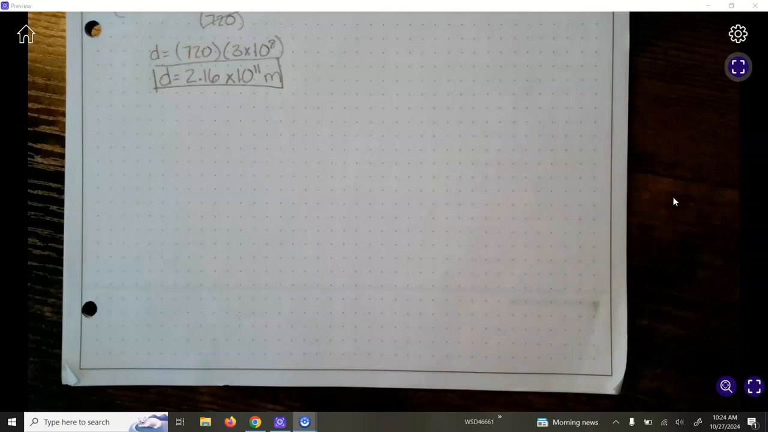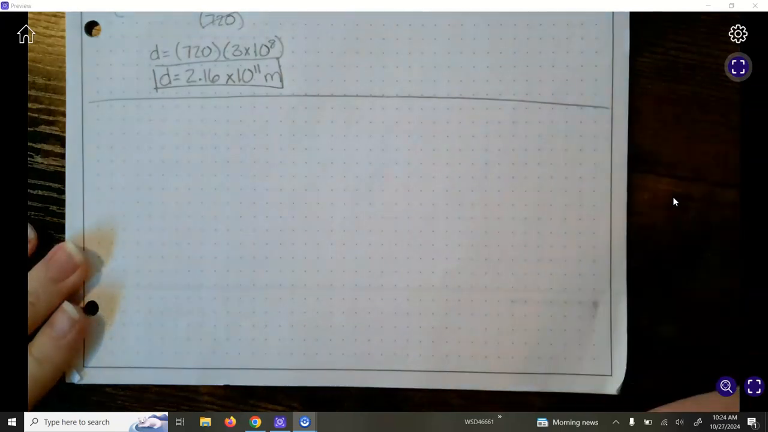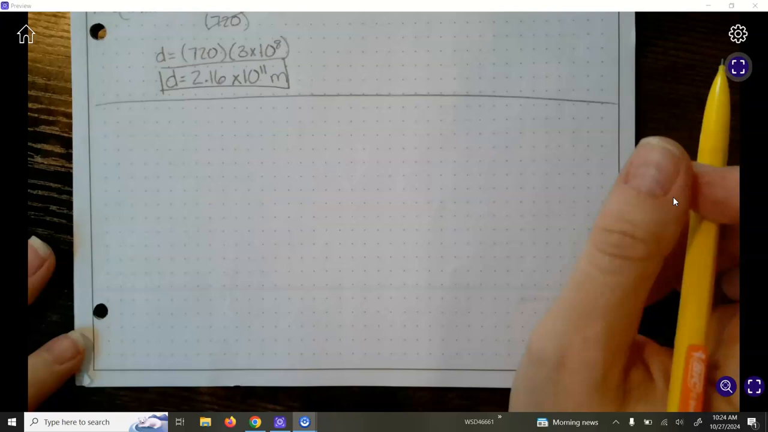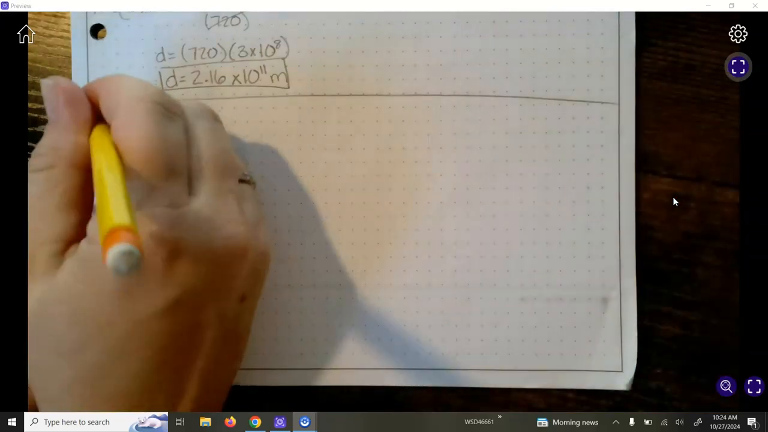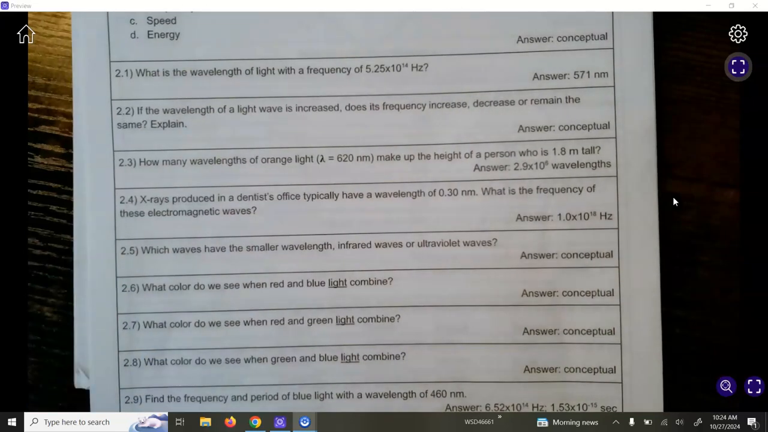Another question I'm sure you would like to see done is 2.1. So we're going to draw a line in between our previous question, and don't forget to answer those conceptual questions as well. But 2.1, let's take a look at 2.1 from your packet. What is the wavelength of light with a frequency of 5.25 times 10 to the 14th hertz?